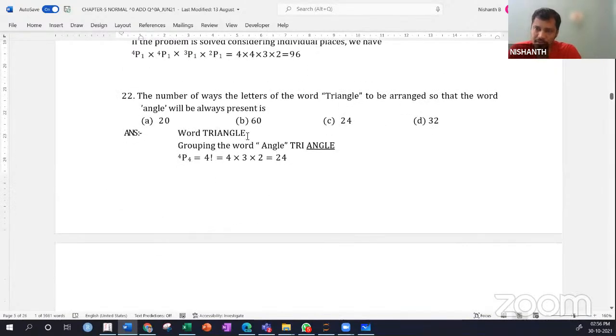So in the triangle problem, they have not told you that the letters of the word ANGLE should be rearranged. The word ANGLE is always present together. So you cannot mix up the word ANGLE. Because of which you don't arrange it internally. So internal arrangement doesn't happen here.